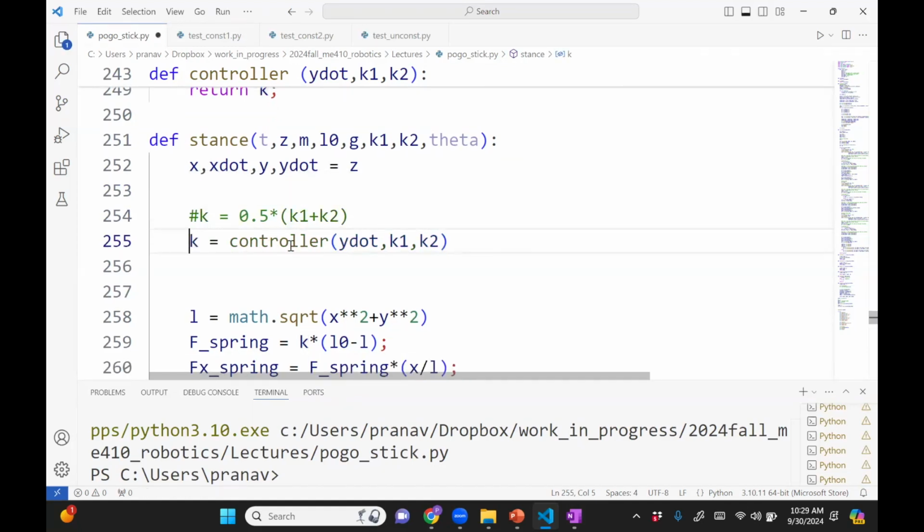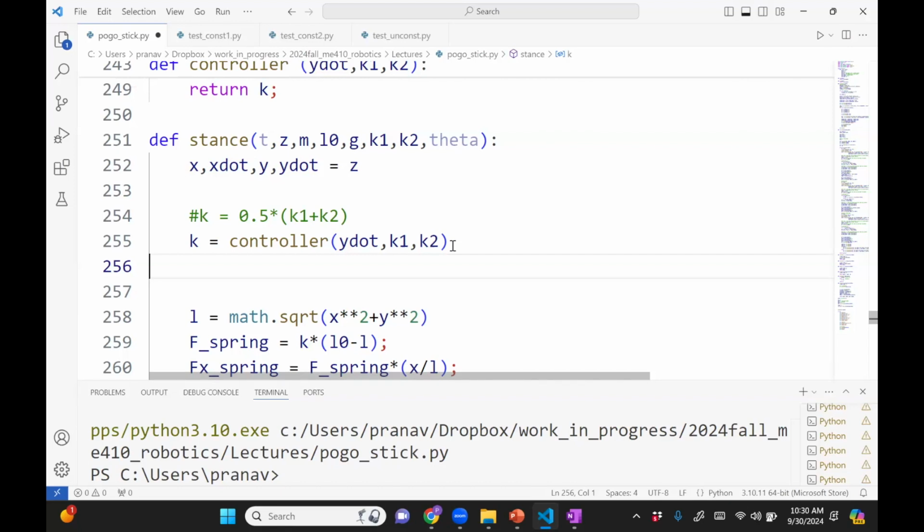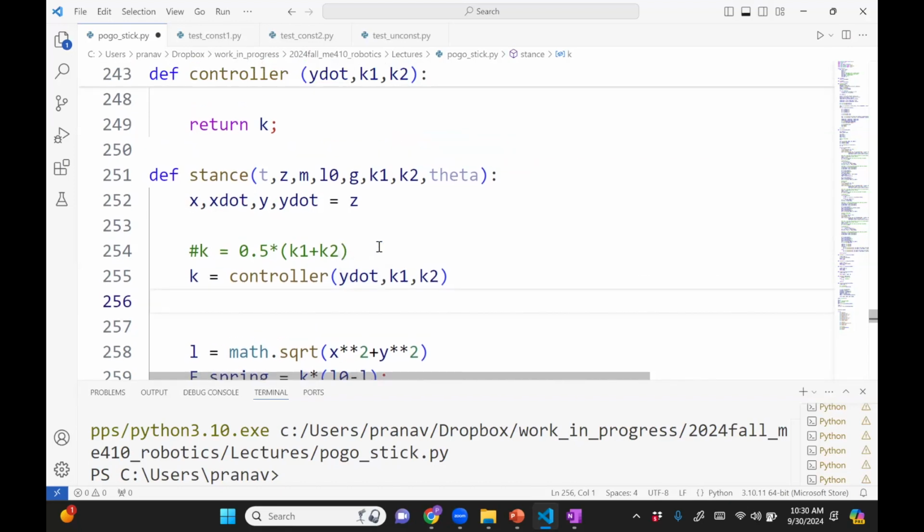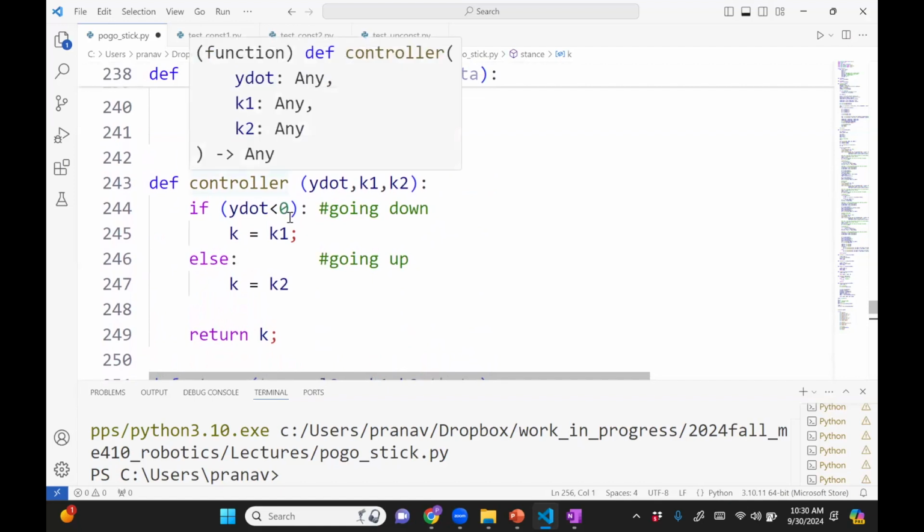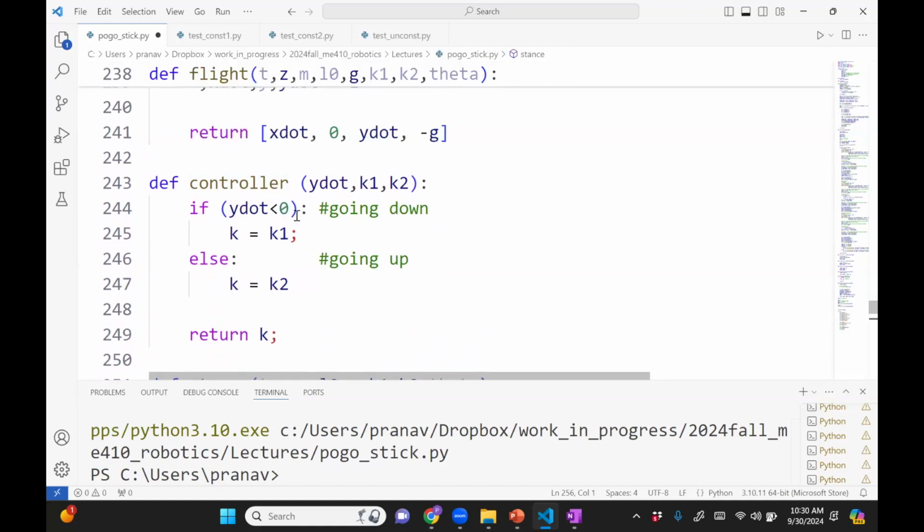Here is a controller, something you can use to control. I pass in y dot, k1, k2, k1 being the spring constant for the first phase, k2 the spring constant for the second phase. I pass in the velocity in the vertical direction to this function, controller. What it does is, when y dot is less than 0, it's going down, right? Because the velocity in the downward direction is negative. I use spring constant k1. And when it's going up, I use spring constant k2, and I just return k.